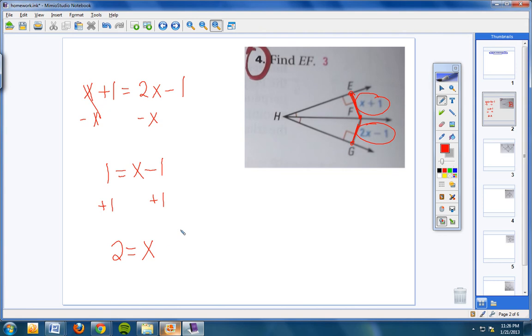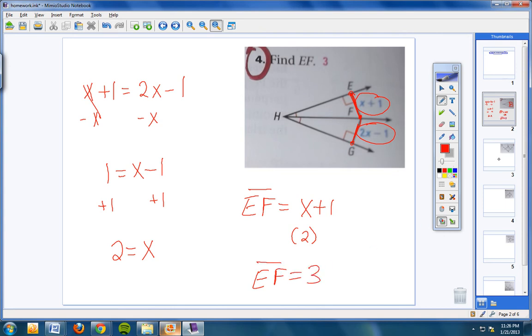I did not ask you to solve for x. I asked you to find the length of EF. So the length of EF equals x plus 1. Do you see it? Here's EF, x plus 1. Well, obviously we're going to substitute what in for x? 2. So EF equals 3.